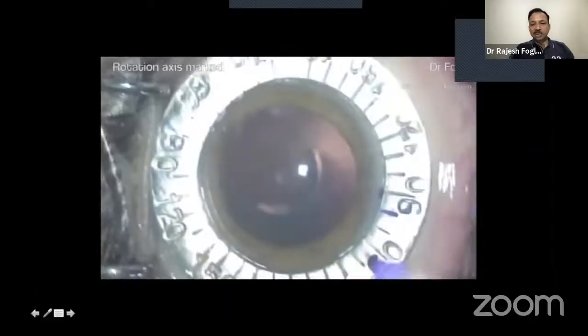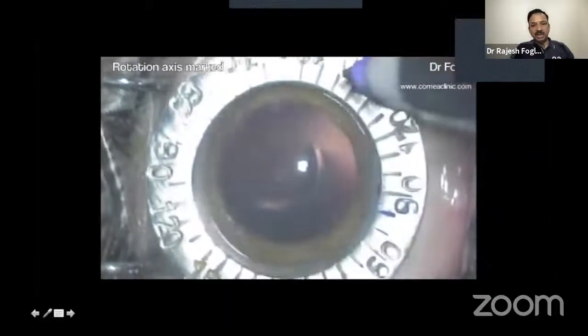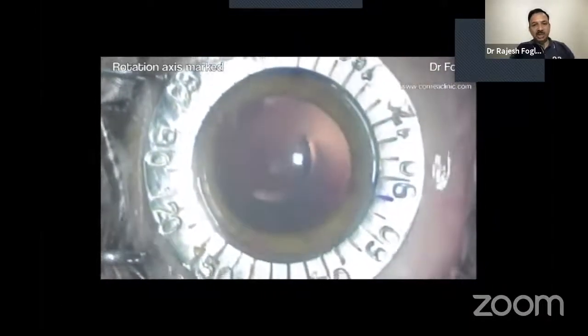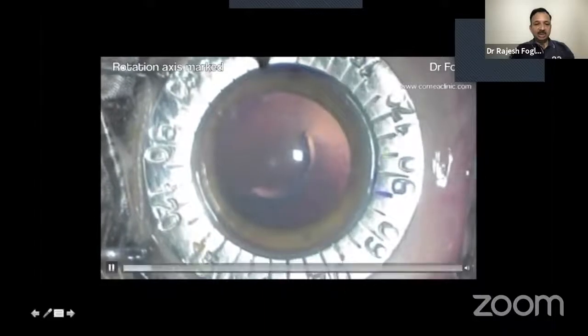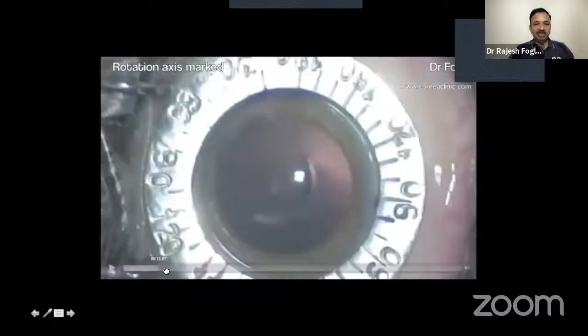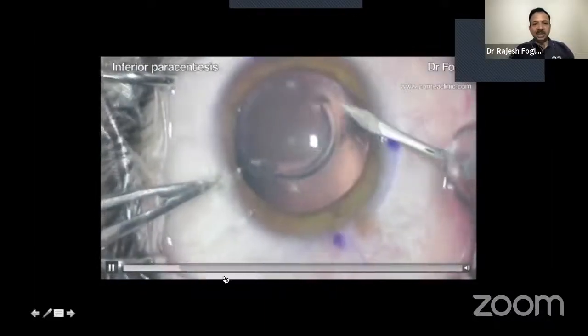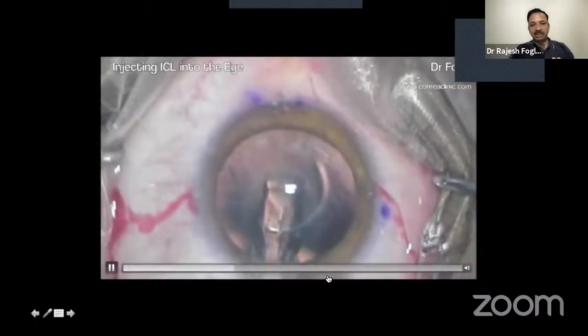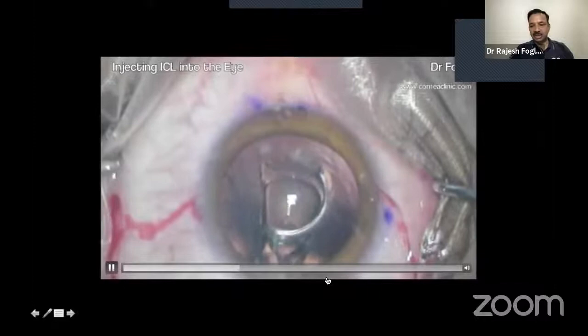In terms of surgery, there is no specific step that you would like to see. This is an old video of a patient who has already had an intracorneal ring placement, and now the patient is undergoing a toric ICL implantation. So the basic surgical steps are the same, where you mark the axis, fill the chamber with viscoelastic, and then you implant the phakic IOL. This is a toric ICL being implanted.